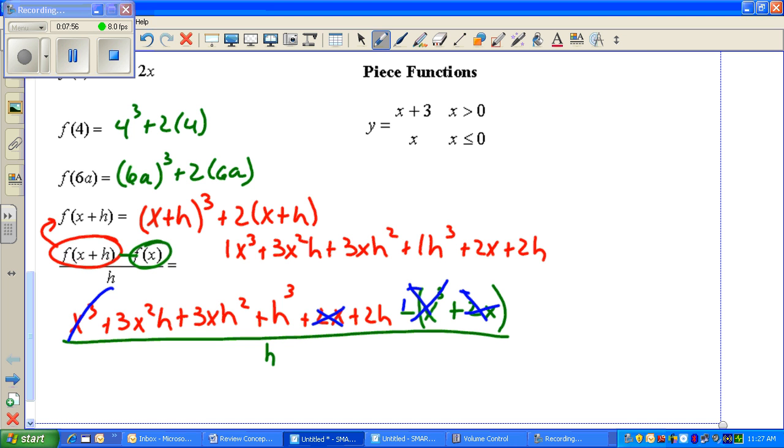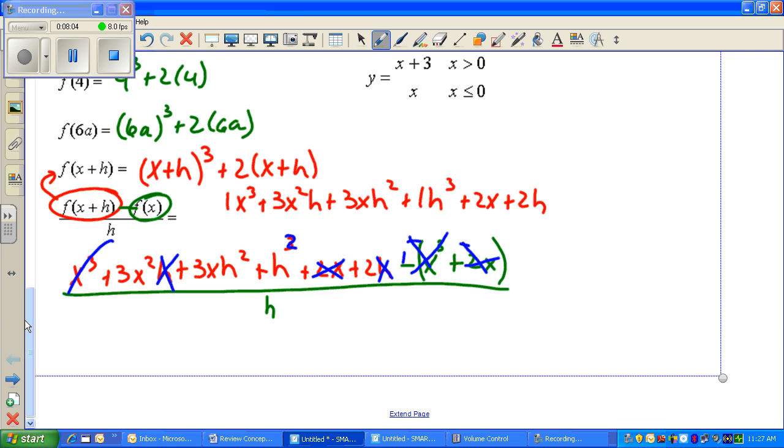Now, everything has an h. 1, there's 3 here, so I'm going to end up with 2, and there's 1 here. So my end result for this problem is going to be 3x squared plus 3xh plus h squared plus 2, all over 1, because my h's cancel. And that would be what we call the difference quotient.